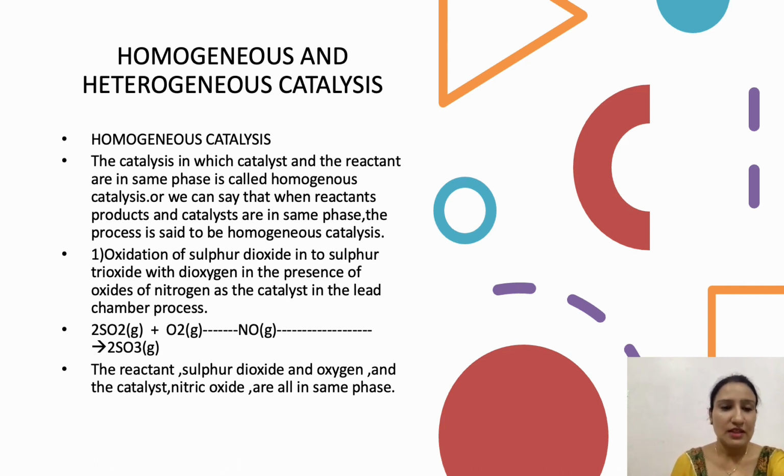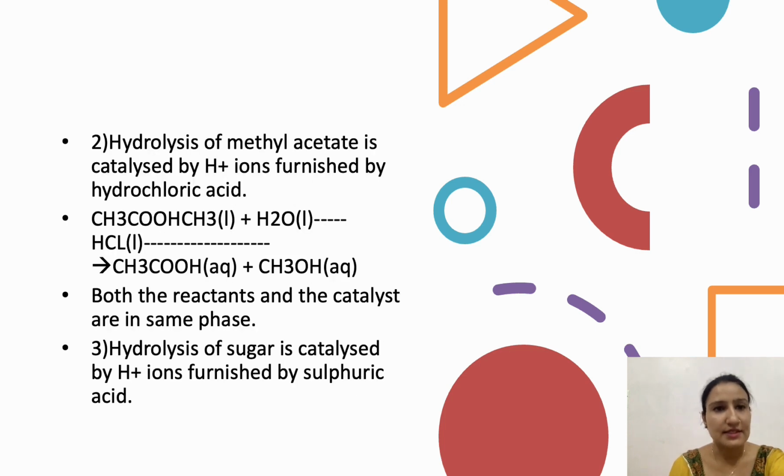As you see in the picture, when sulfur dioxide is treated with dioxygen in the presence of an oxide of nitrogen as a catalyst, it gives us sulfur trioxide, and the process name is the lead chamber process. Here the reactants sulfur dioxide and oxygen and the catalyst nitric oxide are all in the same phase, and the phase is gas. So this is known as homogeneous catalysis.